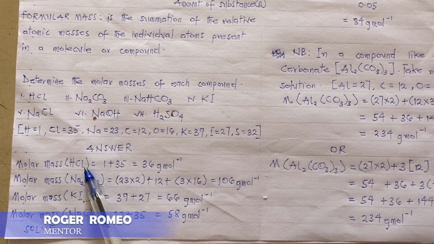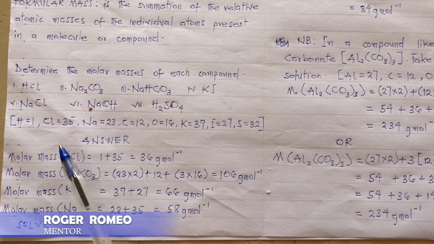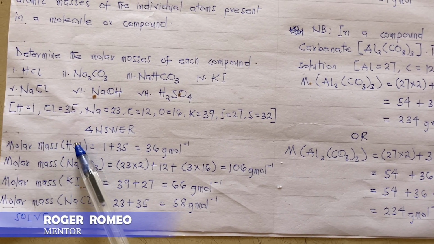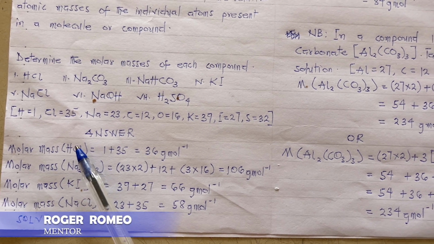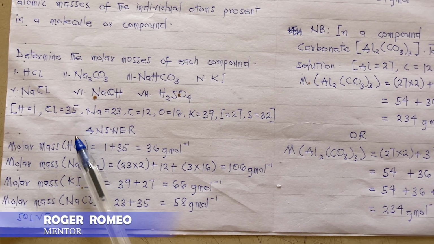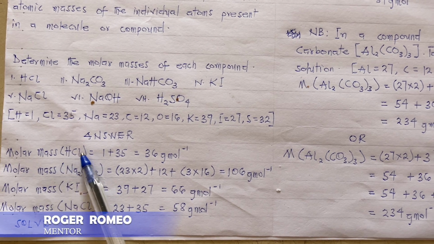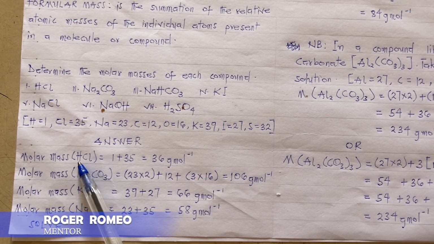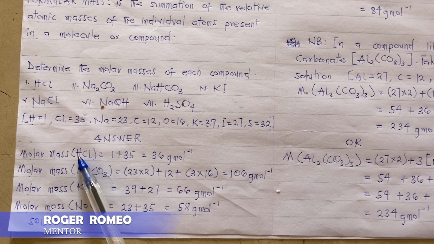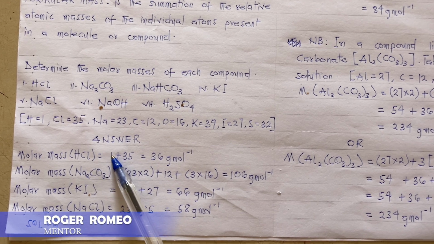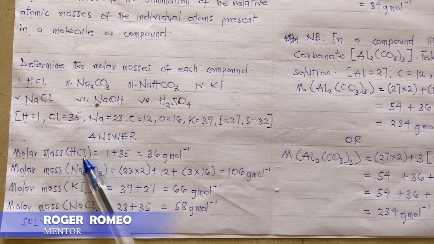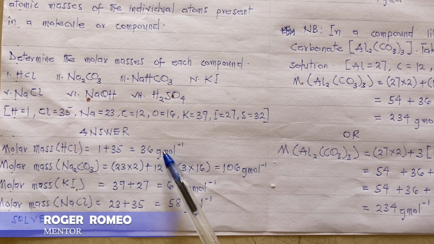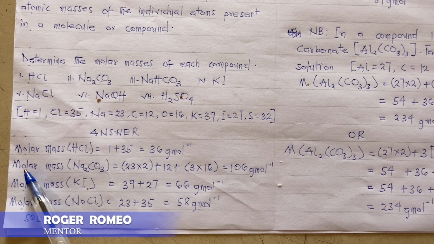Molar mass of HCl is equal to, now the hydrogen that we have here, its relative atomic mass is 1. The chlorine that we have here, its relative atomic mass is 35. So if we are asked to find the molar mass using the formula mass approach, we are going to sum them. So here is H plus Cl. The H represents 1 plus our Cl represents 35. So we add the two, which will give us 36 gram per mole.